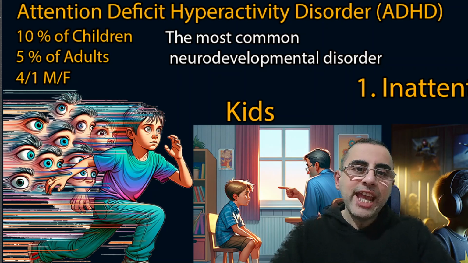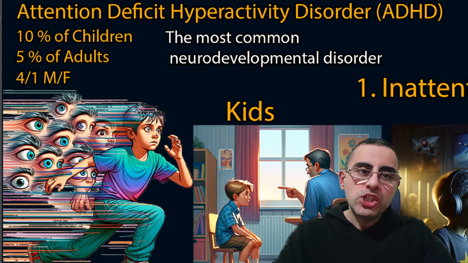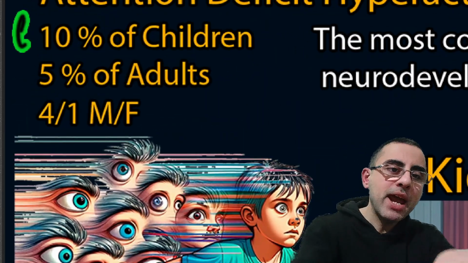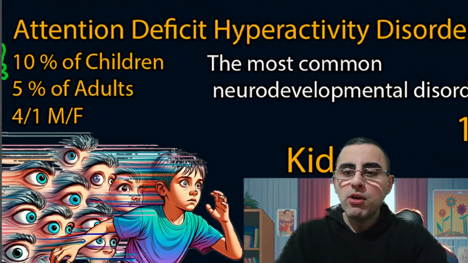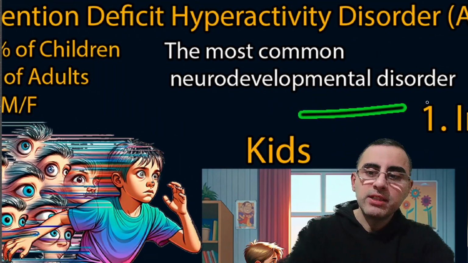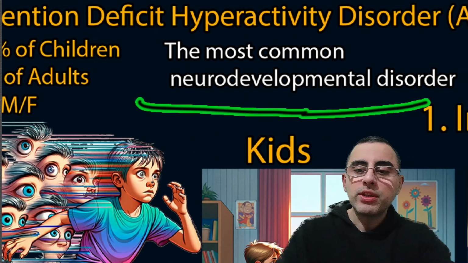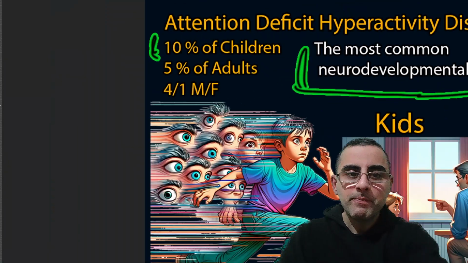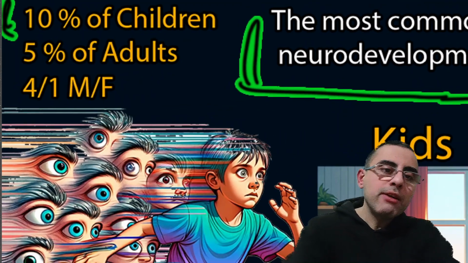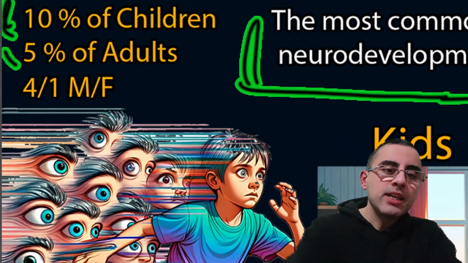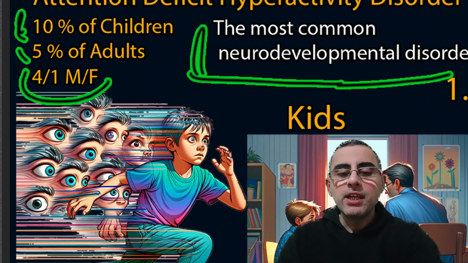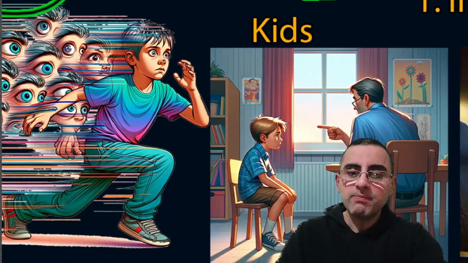We will talk about attention deficit hyperactivity disorder, ADHD. It is a very common condition. It affects around 10% of children. It is the most common neurodevelopmental disorder, which means it is the most common disorder affecting the nervous system in children. It affects around 5% of adults, and the male to female ratio is 4:1. It means that it's much more common among boys.